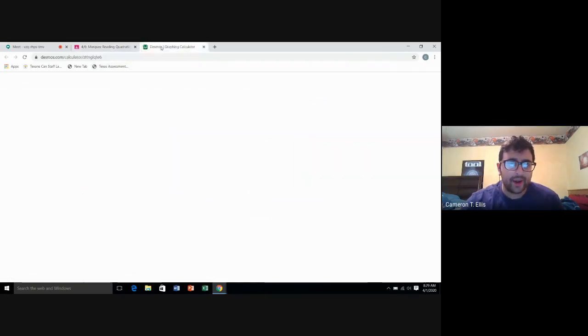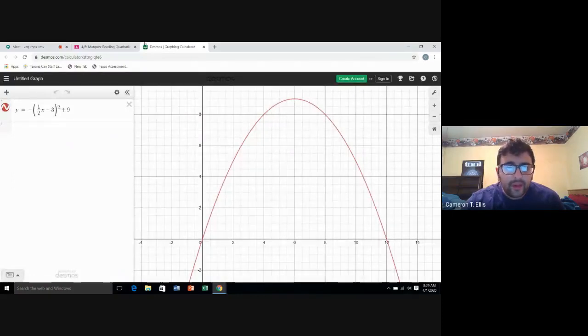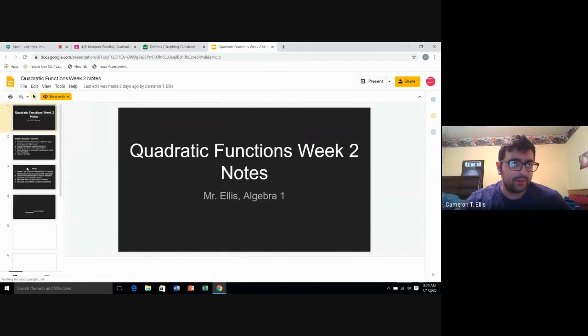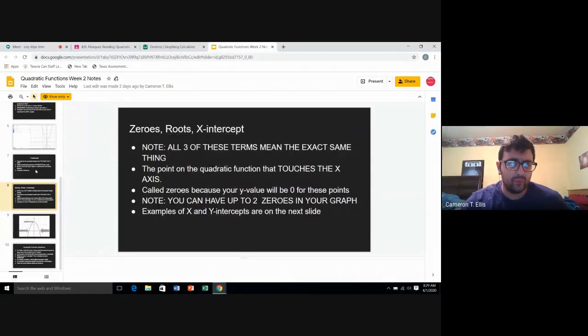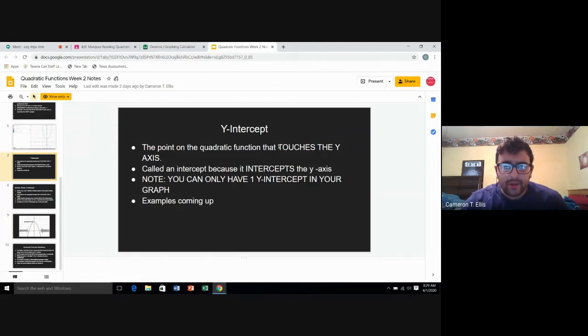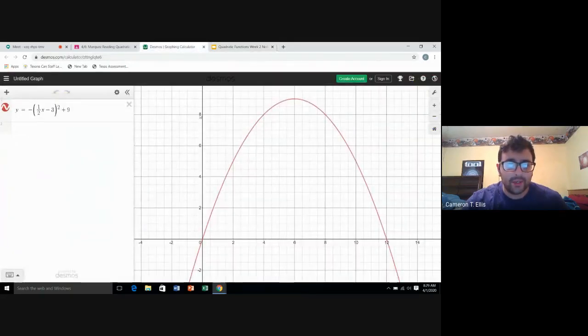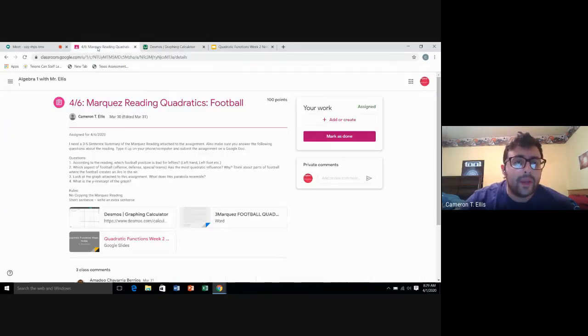Okay, so let's look at the graph, right? And then let's look at our notes and see what a y-intercept is. That touches the y-axis. The point on the quadratic function that touches the y-axis. What does that mean? That means that it's the point that touches this line, right? Up to down, right? So where does it touch that line? Right here, right? And what's that point going to be? Okay, that was simple enough, right?